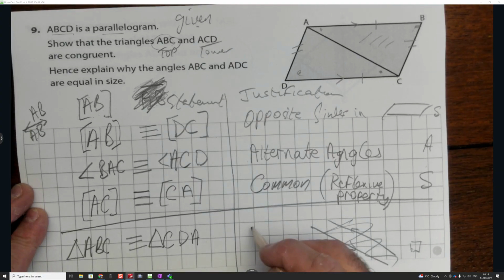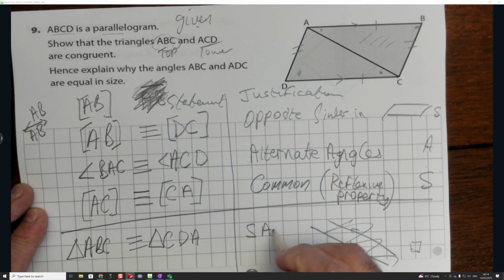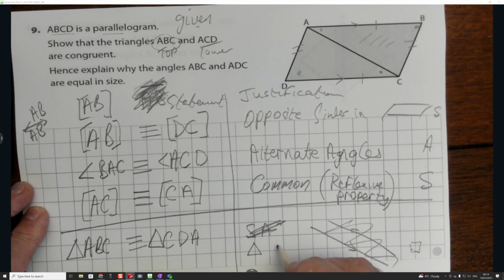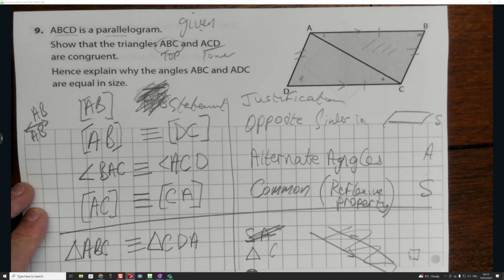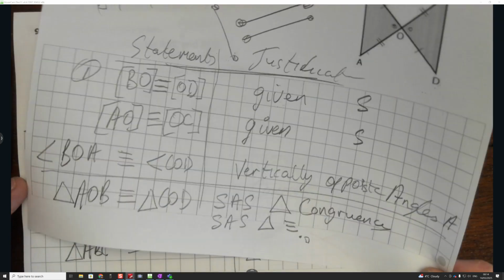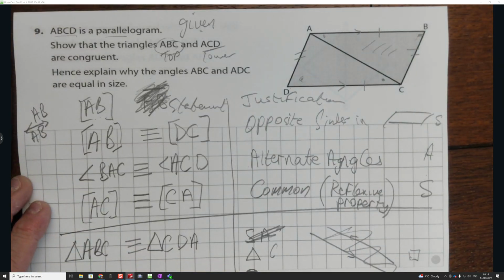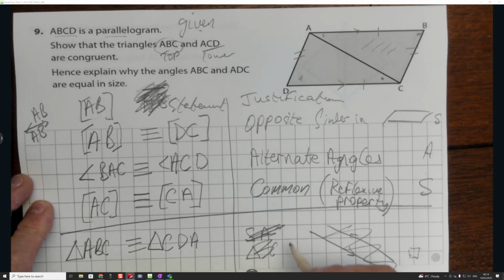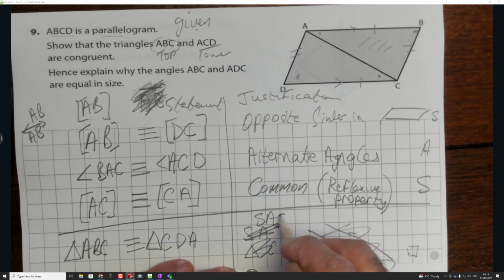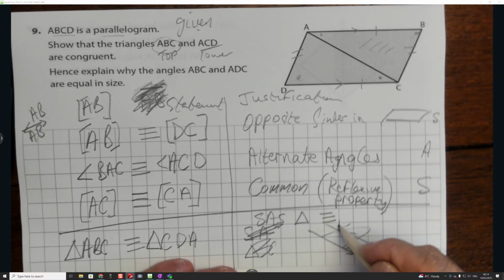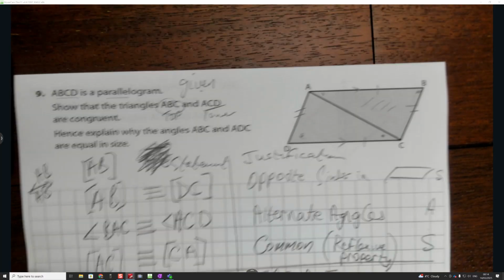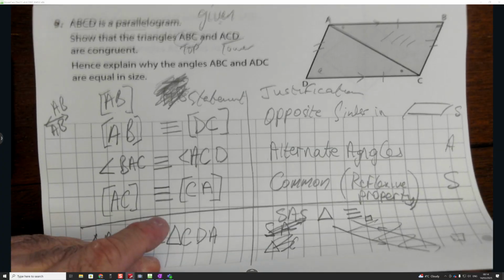Okay, and our justification is triangular. What did I say last time? SAS triangle congruency last time, and this is again SAS. Say the same thing. SAS triangular congruency box. Lovely. Is that it? No, we have one more.